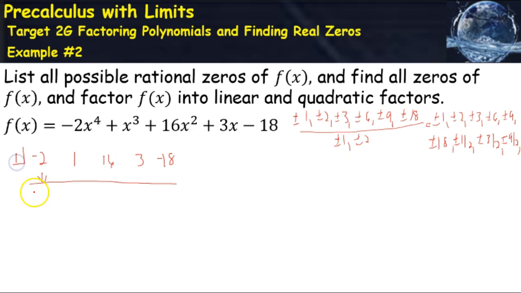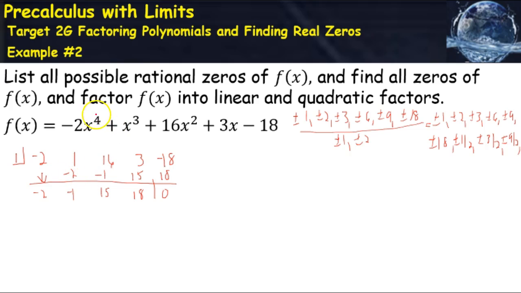And then 1, so negative 2. 1 times negative 2 is negative 2. And that's negative 1. 16 minus 1 is 15. And 1 times 15 is 15. 15 plus 3 is 18. And 1 times 18 is 18. And look at that. I got that one works.